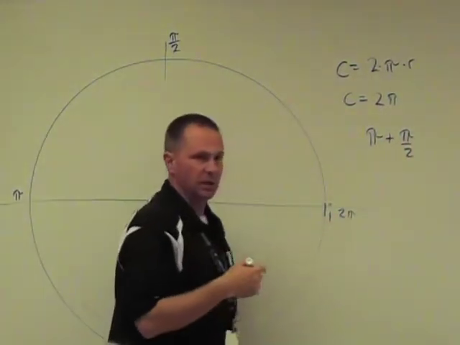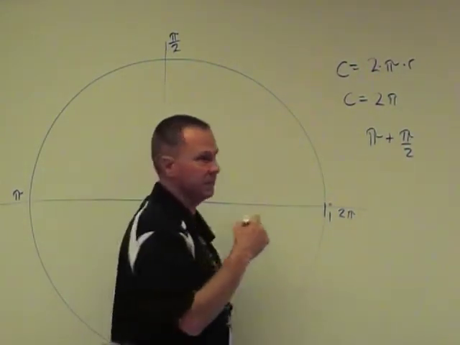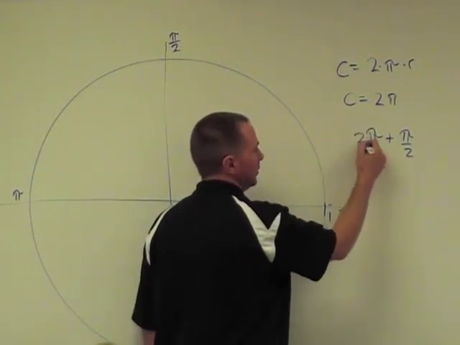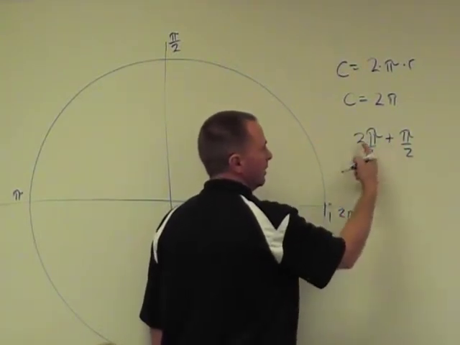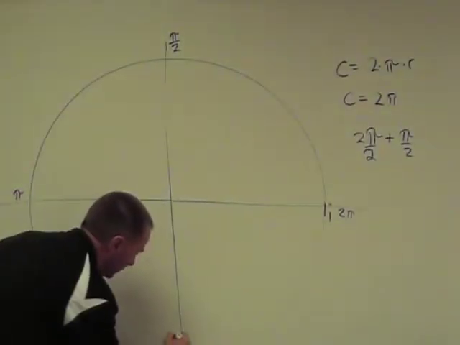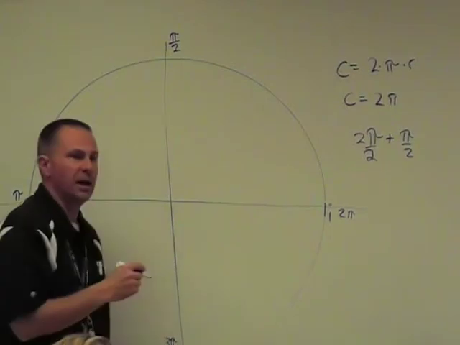This is one way you can do this. I'm going to show you a multiplication way here in a second. We've got to get a common denominator, so multiply by 2 over 2. That's where they get 3 pi over 2. So this is 3 pi over 2. You've got to be able to do this without your chart.